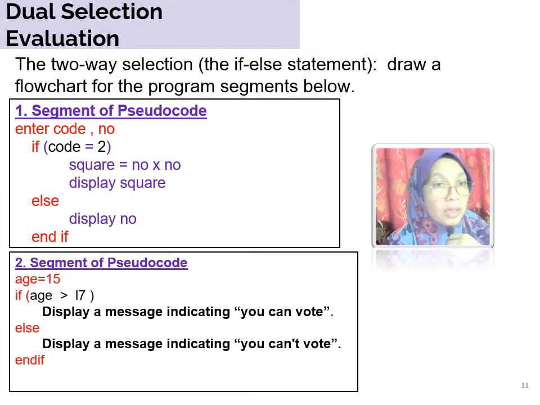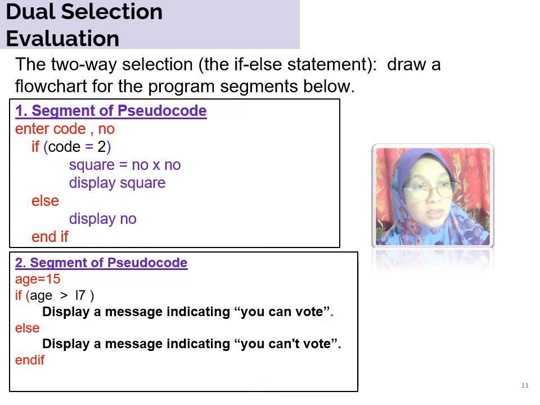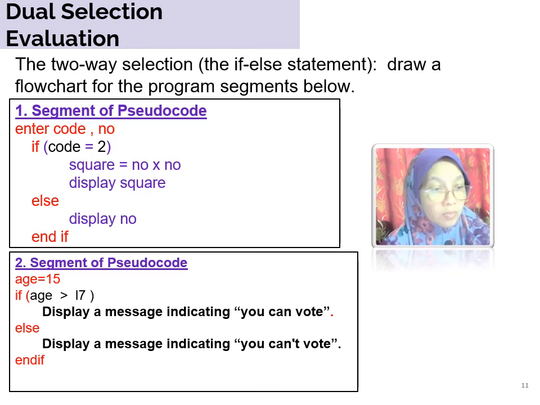Then end. Okay, for these two-way selection questions, you need to do this evaluation. If code is equal to 2, how you read this segment must be correct, so that you know how to write the flowchart for this program segment. Enter code and number. Then is it code is equal to 2? What you should do? You should calculate number multiplied by number, then store into square. Then you display variable square. Then end if, nothing to be done.